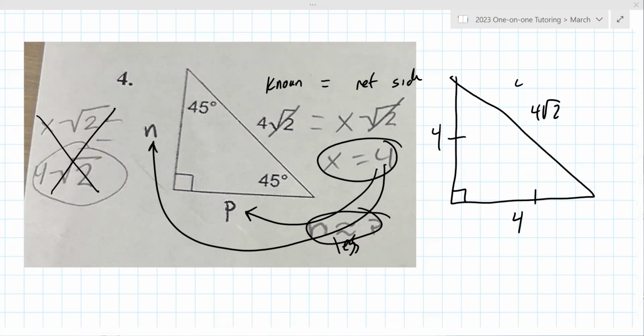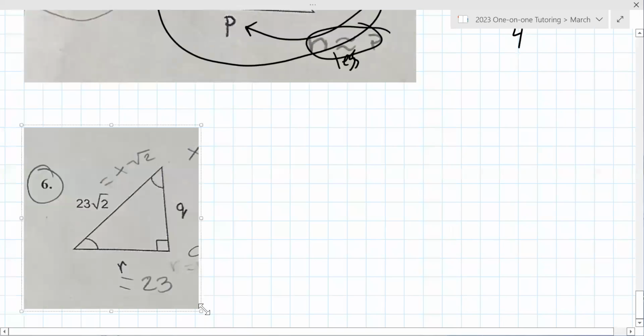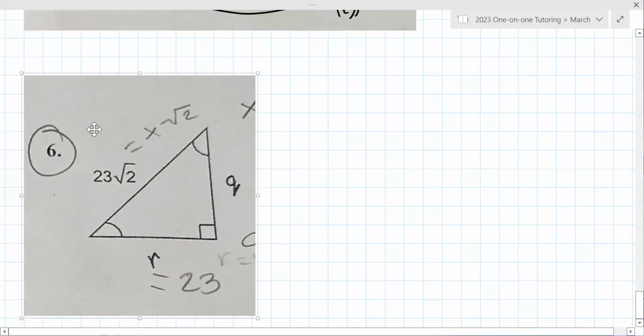Okay, 6 is looking really good here. Let me snip that one in. 6 is when I started to get a little bit more confused. Yeah, you've done it correctly.